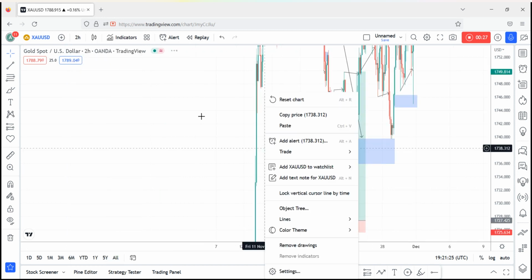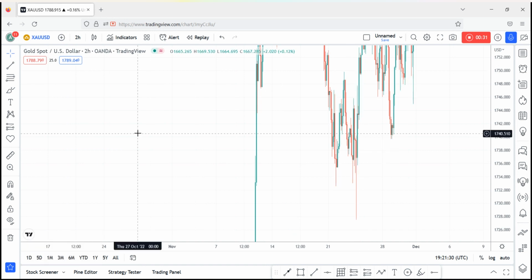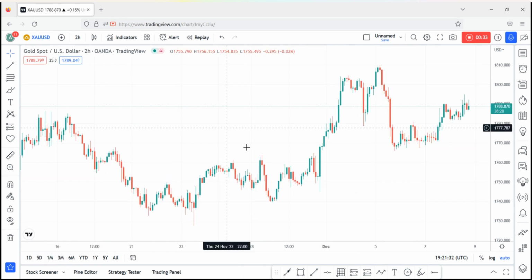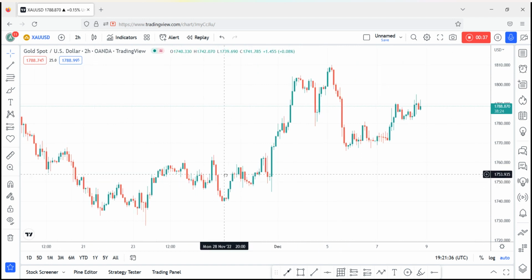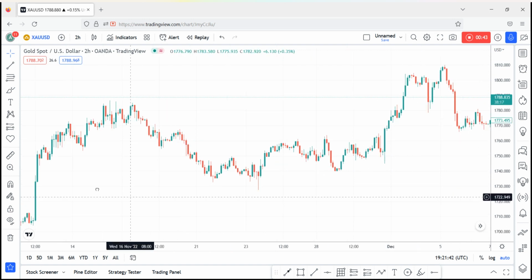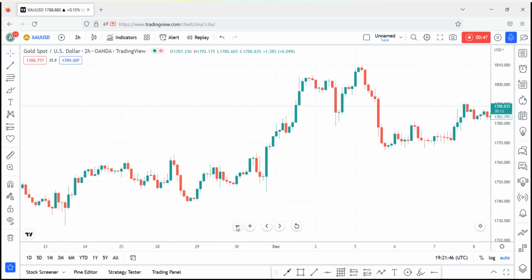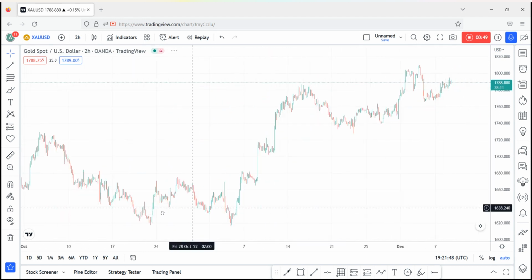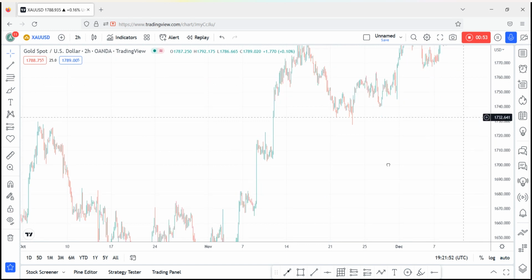So first thing you have to do is go to the 2 hour or 4 hour chart. Why? Because we have to find the trend, and the trend is our friend, right? So first we use the 2 hour chart to find the trend.